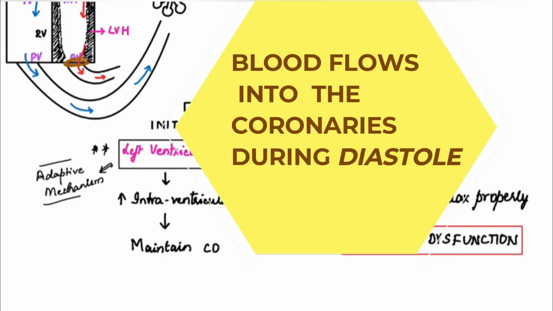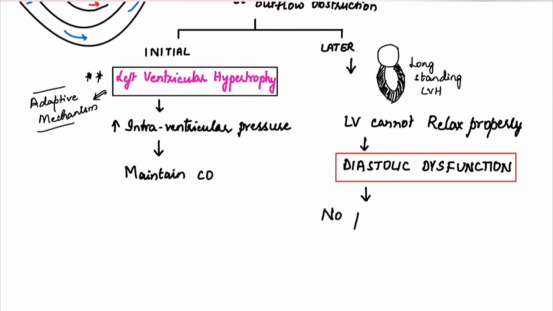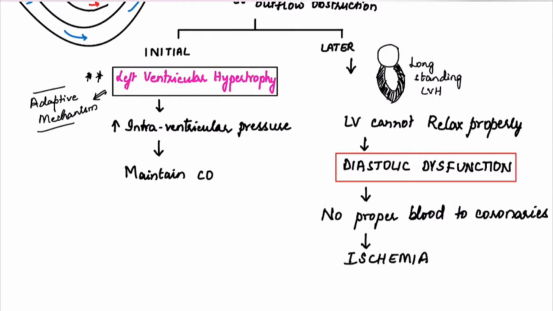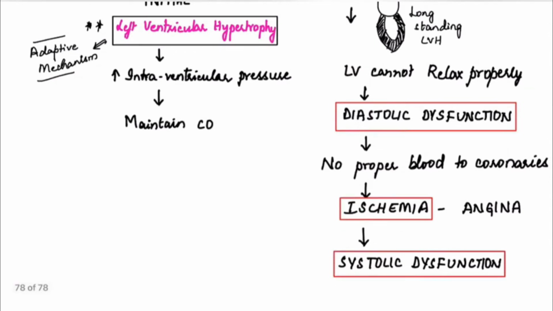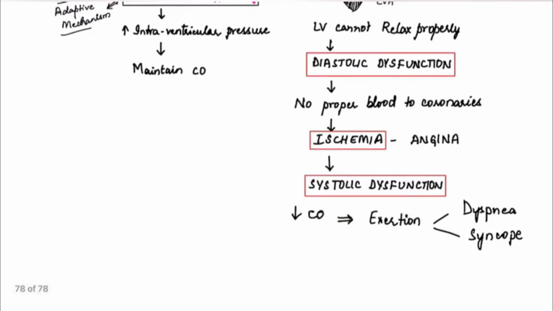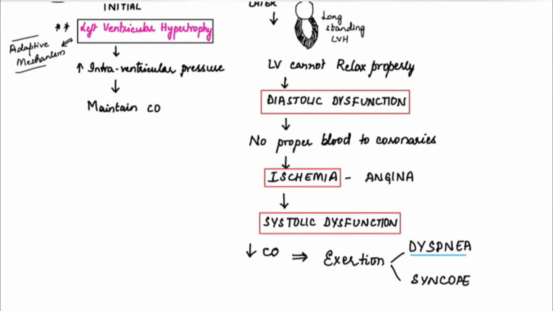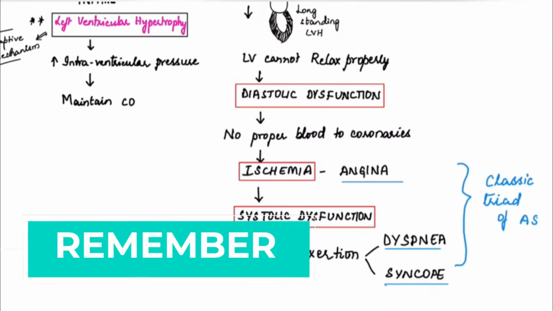Here a point to remember is that blood flows into the coronaries during diastole. And as there is a diastolic dysfunction, there is no proper blood flow into the coronary arteries, causing a demand supply mismatch in the heart, leading to ischemia and angina. This can then progress to systolic dysfunction, where the left ventricle cannot contract properly, leading to a decreased cardiac output that precipitates shortness of breath and syncope on exertion. So, exertional syncope, exertional dyspnea, and angina forms the classic triad of aortic stenosis.